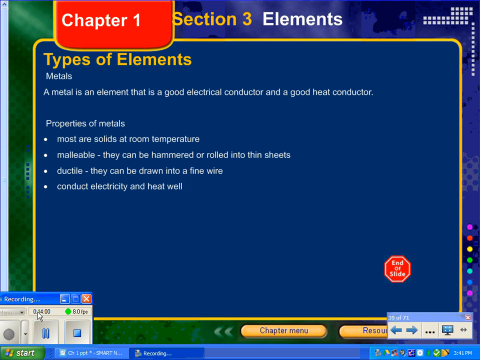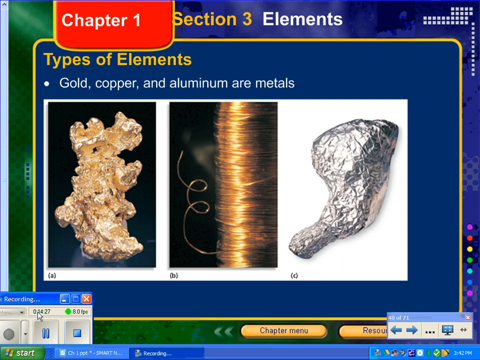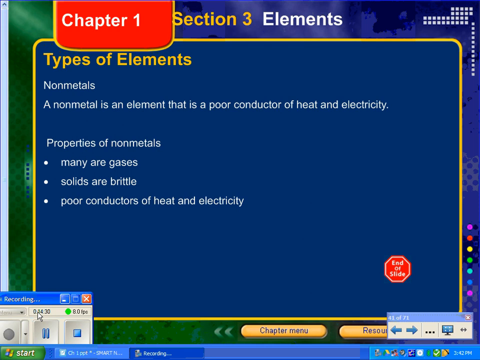Metals: an element that is a good electrical conductor and a good heat conductor. Most metals are solids at room temperature. We have one metal that is not, and that is mercury. Malleable means that they can be rolled into sheets. They're really flexible. Ductile means they can be drawn into wire. Metals can also conduct electricity and heat very well. One property of a metal that they didn't show is luster. This is how shiny a metal is.